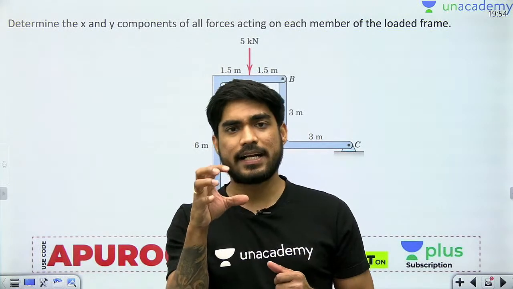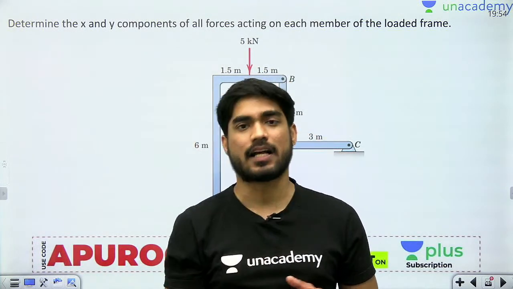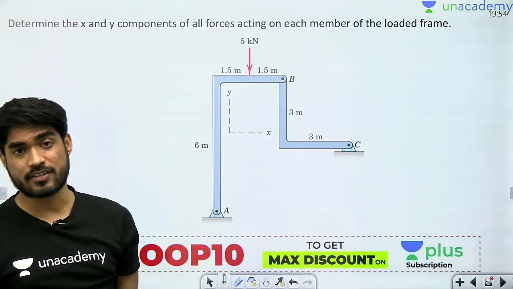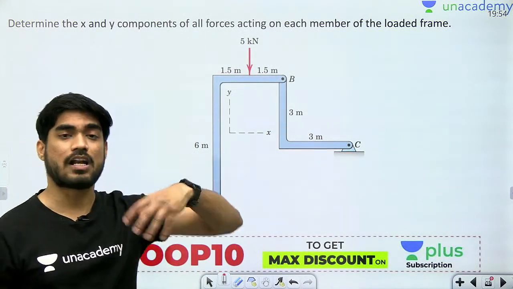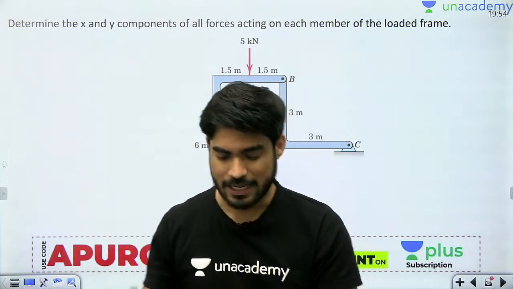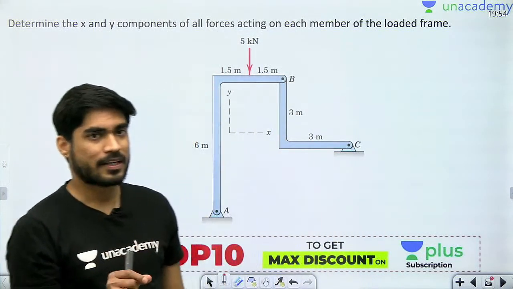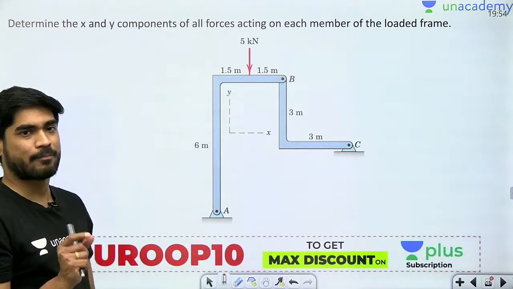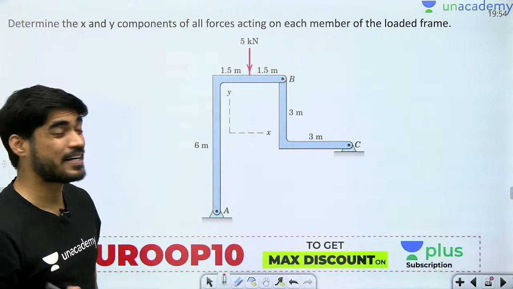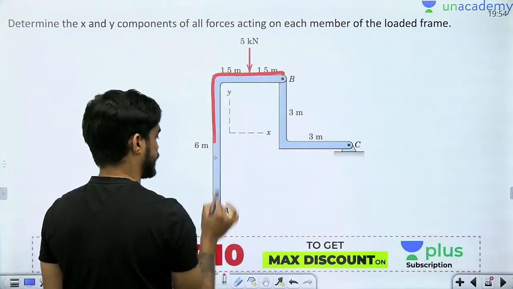We isolate the joints of the truss, we draw the free body diagram of the joints of the truss, and then we solve the problem, right? Then we calculate the member forces, right? Now here we are not going to draw the FBD of the joints, here we are going to draw the FBD of the members.